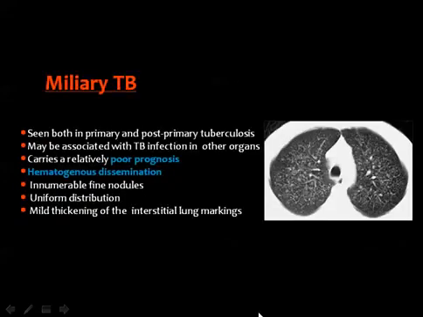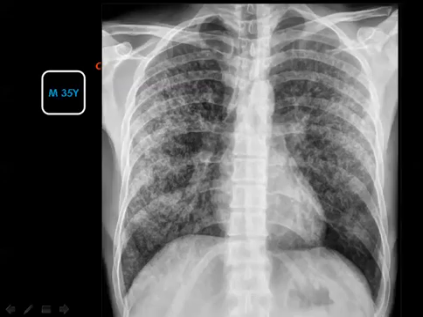Then miliary TB is one of the manifestations of tuberculosis that can be seen in the primary or secondary TB. And it is of relatively poor prognosis according to the literature, and the infection reaches the lungs through the blood. Then you can see extensive pulmonary nodular opacities of softer density than pneumoconiosis.